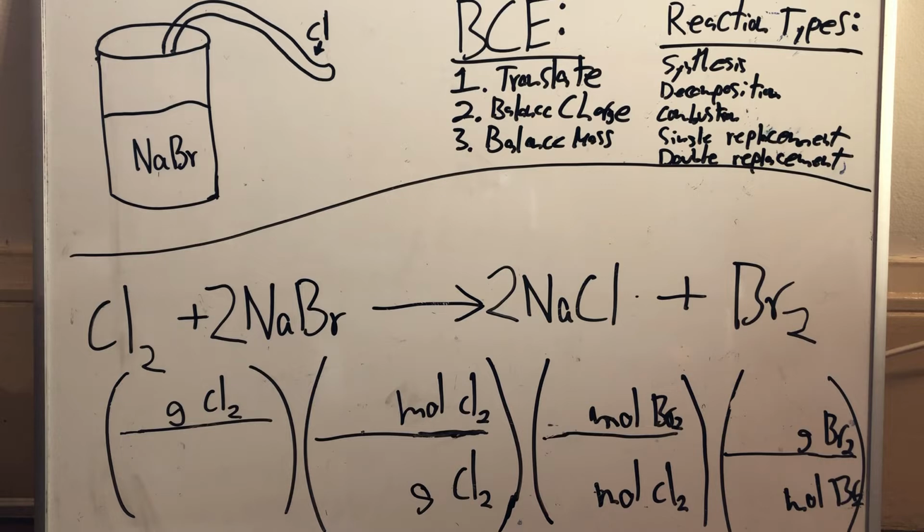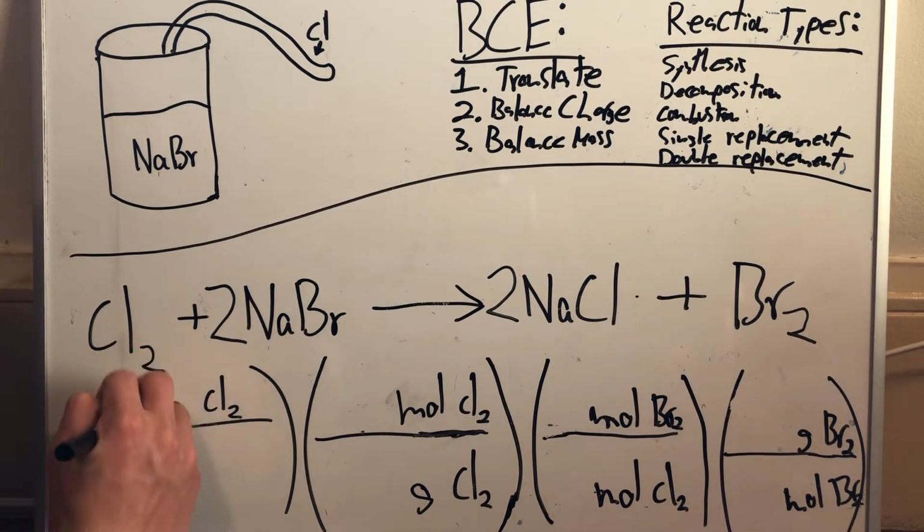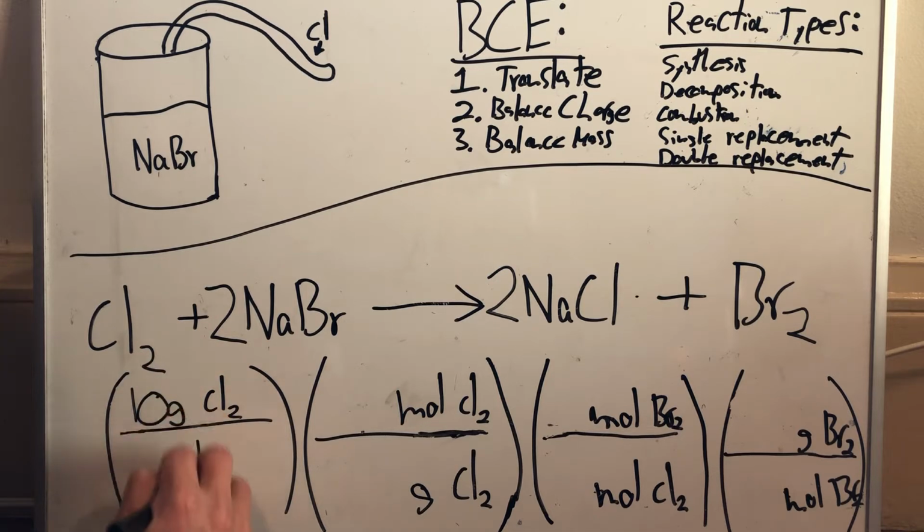Okay, now the stoichiometry. How are we going to figure out what mass of bromine will be formed? Okay, so in stoichiometry, it's all about converting. So we're given one thing, we're given how many grams of chlorine we have, and we want to figure out bromine. So let's start with our given. We got 10 grams of chlorine, right? Let's write that. 10 grams of chlorine over 1, right? That's our given. Okay, now we're going to slowly convert into our bromine.